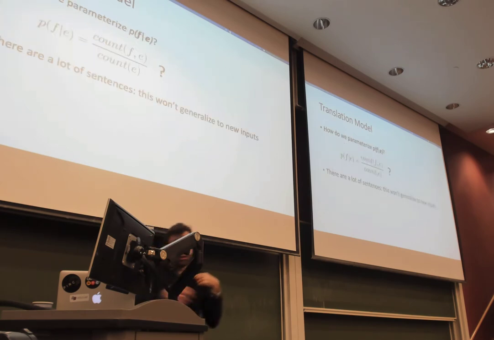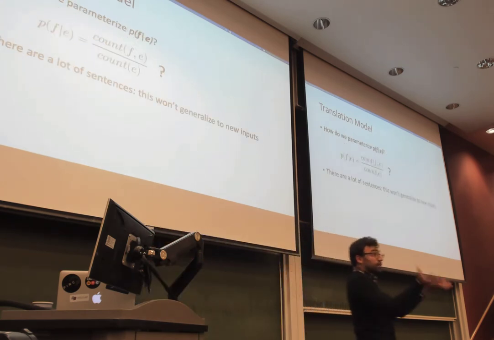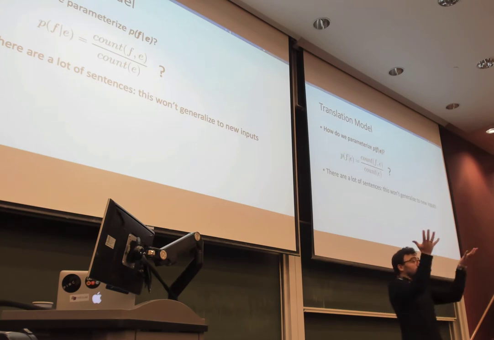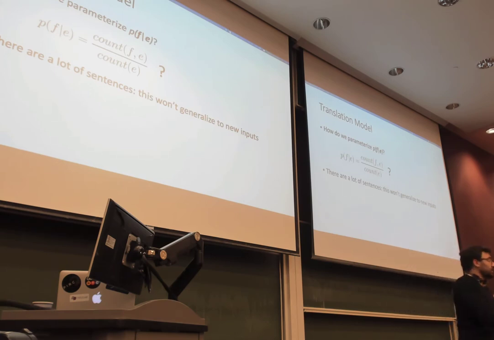So how do you actually parameterize this model? How do you model the translation probabilities for the sentences? One thing you could do is, given your parallel sentences, count how many times an English sentence appears, and then count how many times a French sentence appears as a translation of that English sentence, get these counts, and get probabilities over the sentences.